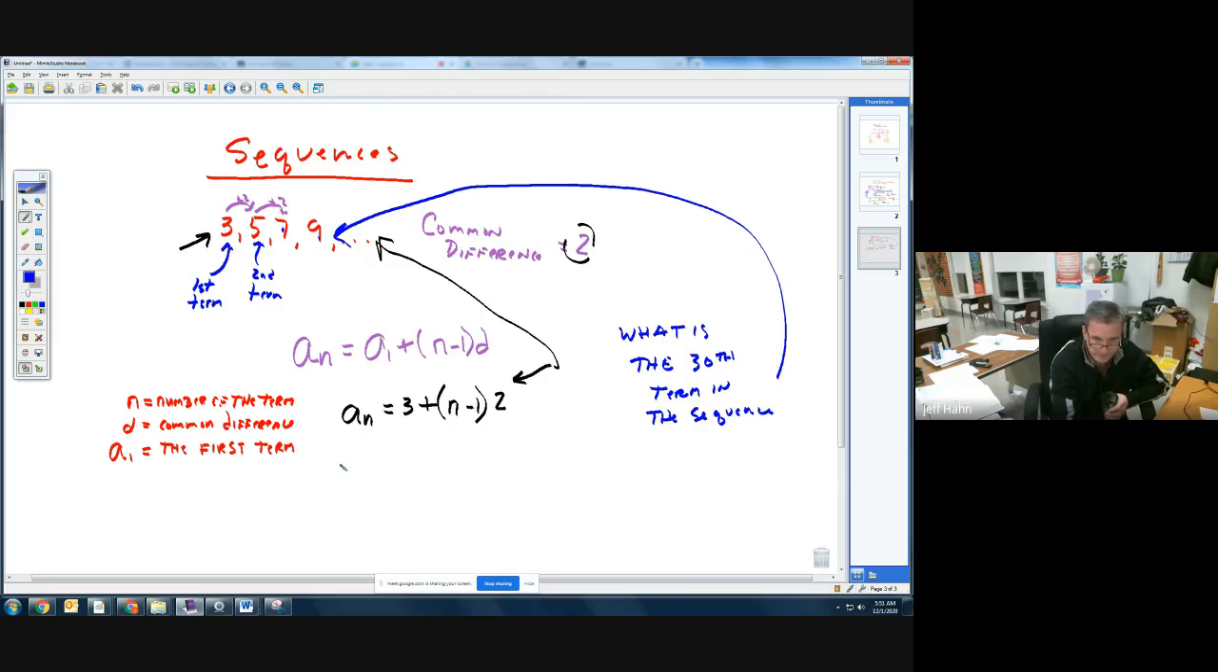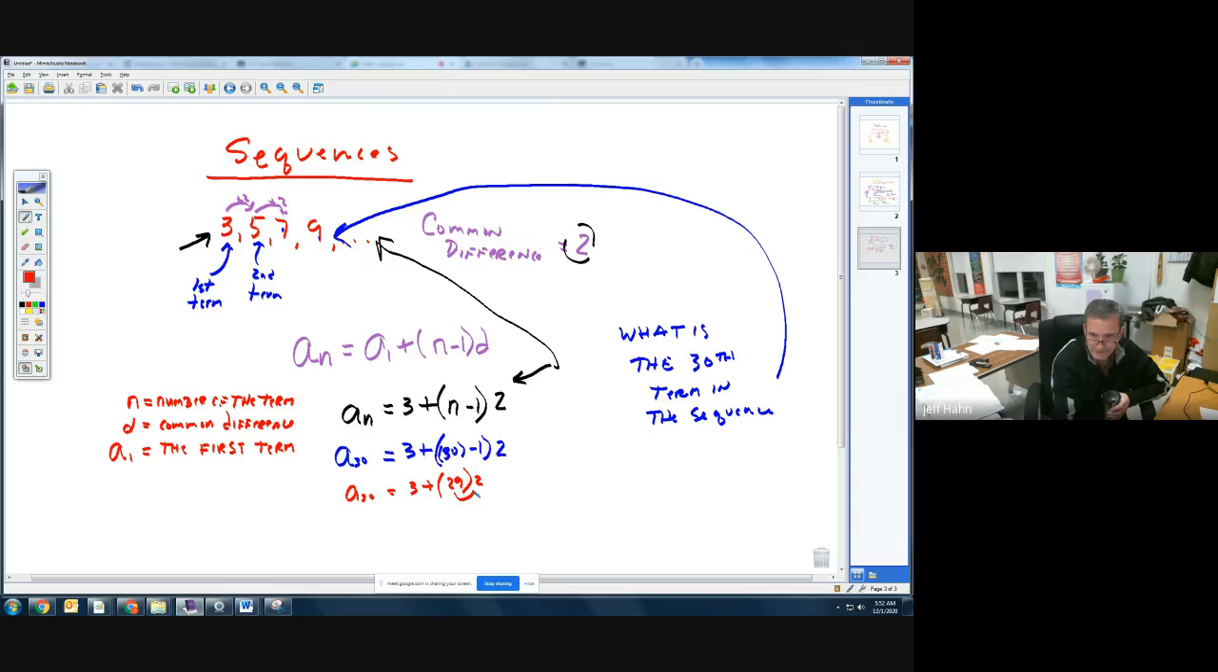So it would look like this, and I would write a sub 30, and that's again just a label. You are saying the 30th term, that's what a is, equals 3 plus, I put 30 in for n, you can go ahead and put it in parentheses just because I like to see that, minus 1, and that's all going to be times 2. So doing the mathematical stuff there, it would look like this. The 30th term equals 3 plus 30 minus 1 is 29.